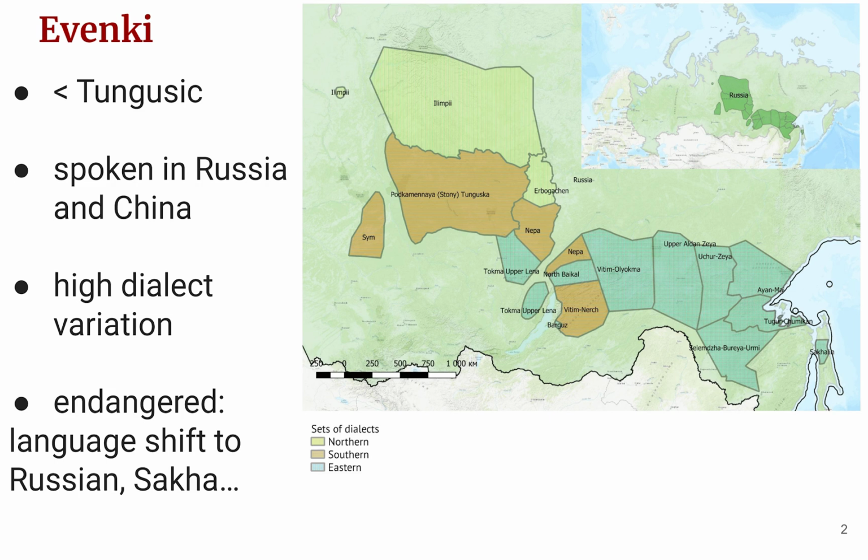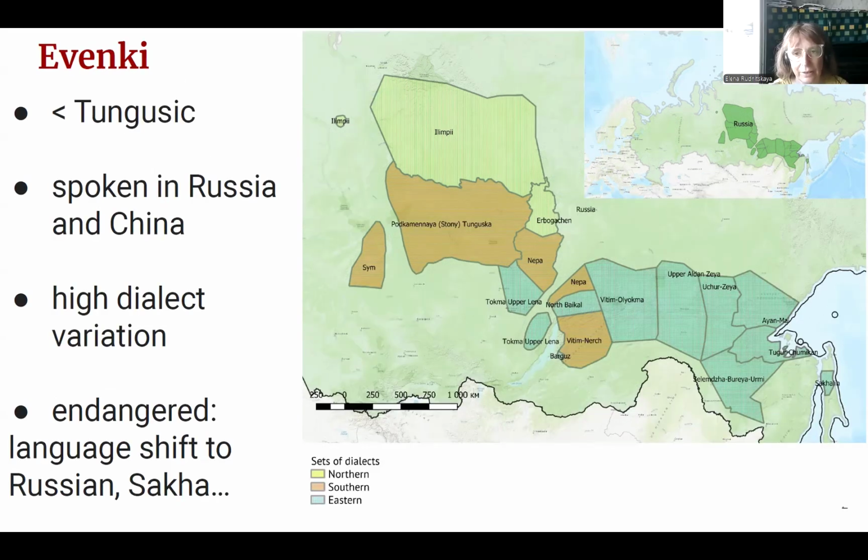Besides that, Evenki has high dialect variation. As I have said, it is endangered. Most Evenkis are bilingual, and Evenki undergoes language shift to Russian and even Sakha. Eastern Evenki dialects are related to Sakha because Evenki live at the Sakha territory.